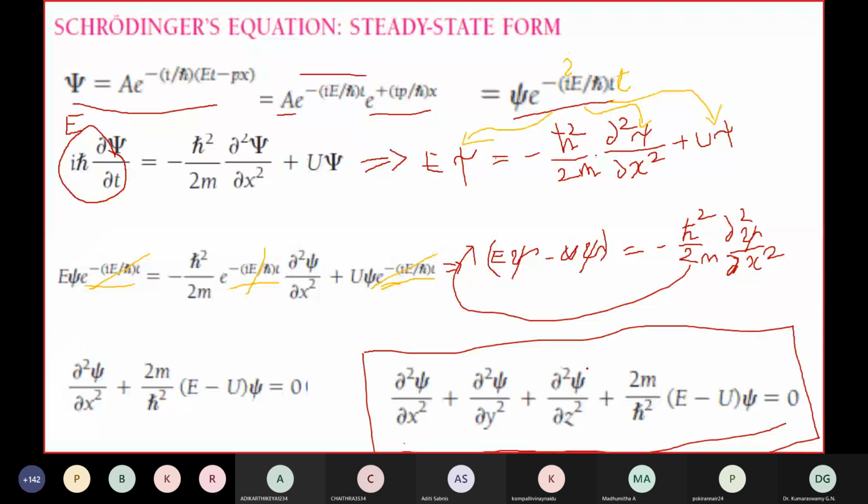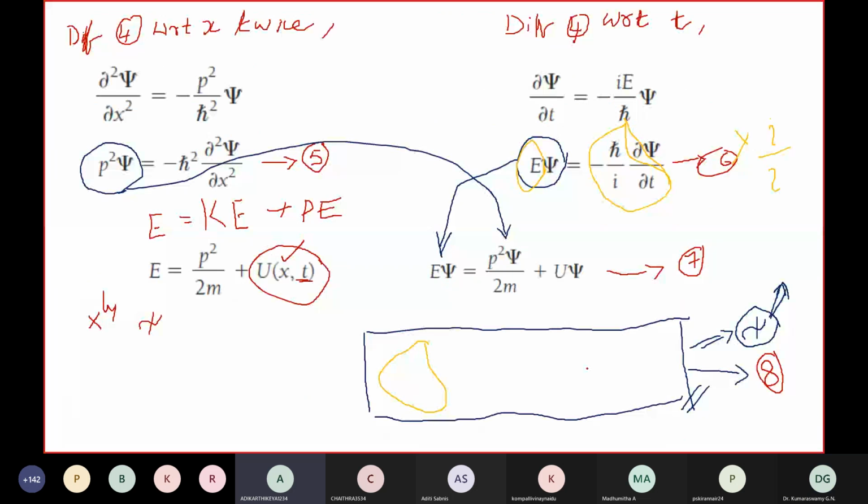Sir, if you don't mind, in the previous slide you told that E psi is equal to minus h cross by i into dou psi by dou t. But here you took E psi is equal to i h cross into dou psi by dou t. Here I showed, no? See, I have shown it here.